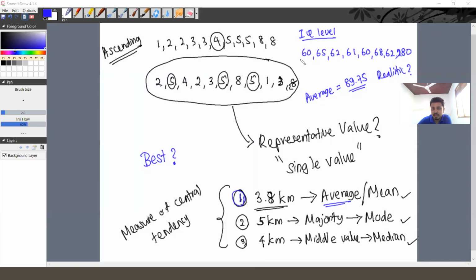No. See, out of these 8 students, 7 students are in the range of 60 to 68. Only one student has an abnormal value. This is what we call an extreme value, an abnormal value.